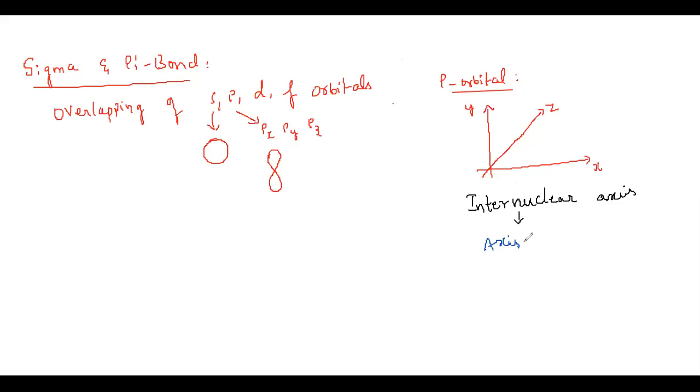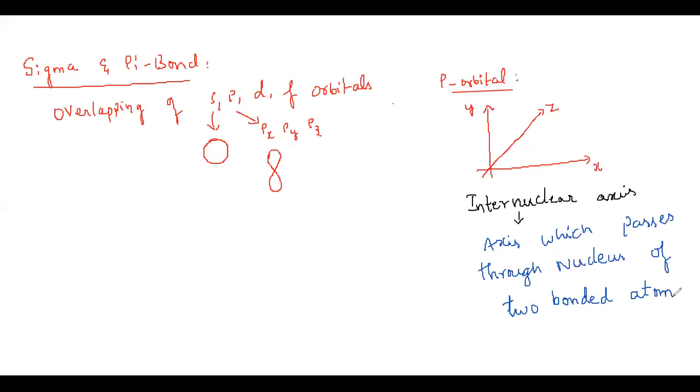The axis which passes through the nucleus of two bonded atoms. Okay, so the axis which passes through the nucleus of two bonded atoms, that is nothing but the internuclear axis.